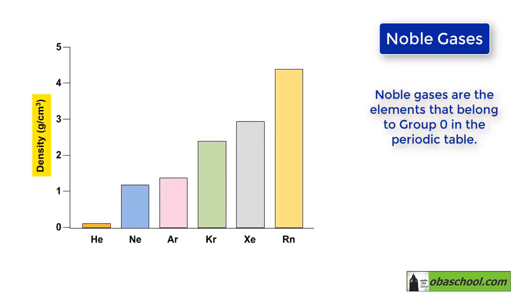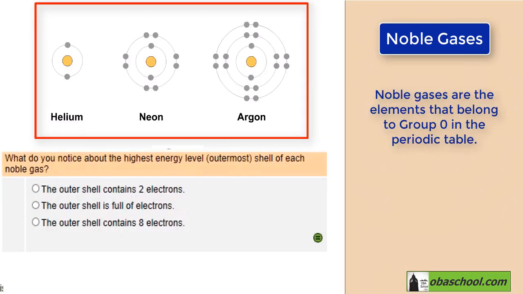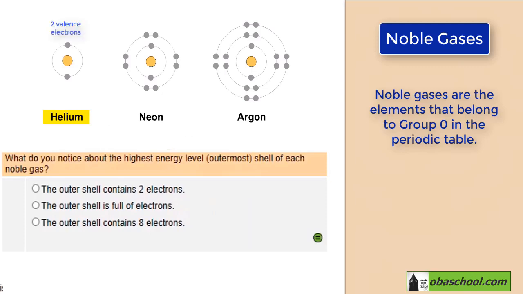And in this graph, you can see the densities of different noble gases, and you can see how they increase while we move down the group from helium to radon. Consider this figure. You can see different atoms of noble gases: helium, neon, and argon. Helium has 2 valence electrons, 2 electrons in the outermost shell. Neon has 8 valence electrons, and argon has 8 valence electrons as well.